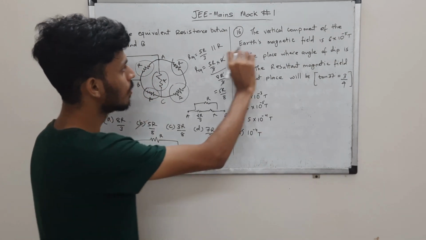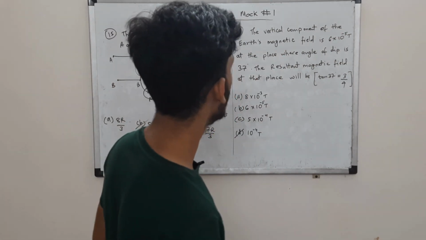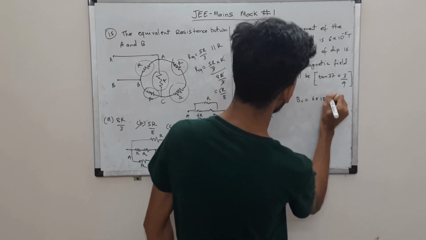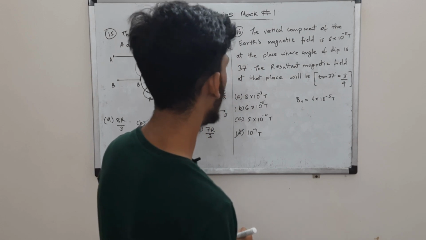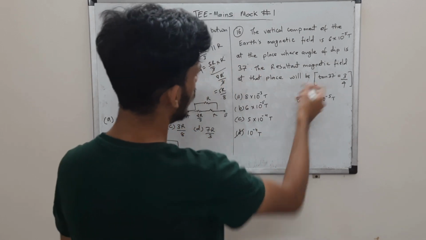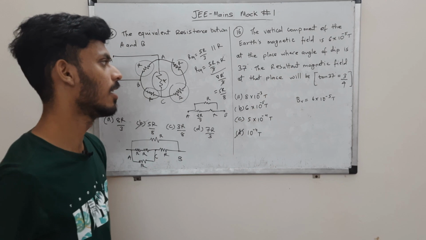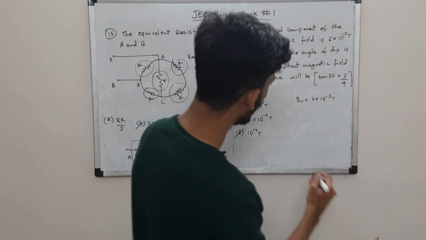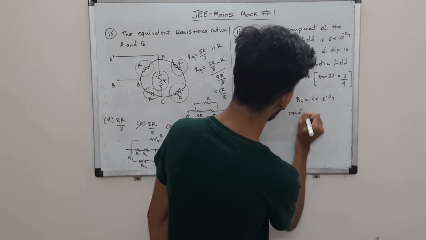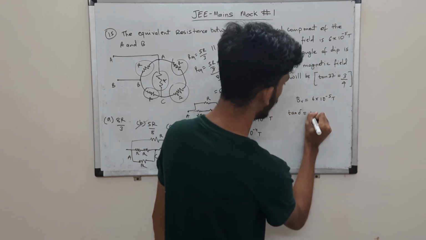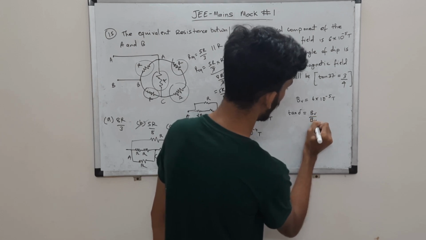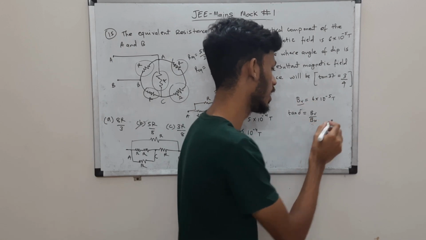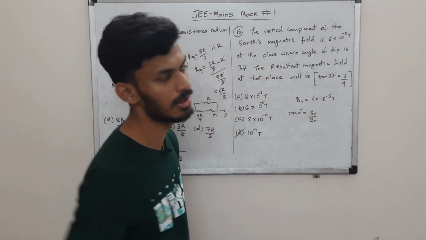Let's actually try and solve it. We are given that the vertical component of Earth's magnetic field is 6 into 10 to the power minus 5 Tesla, and the angle of dip is given as 37 degrees. We are also told that tan 37 is 3 by 4. We are supposed to find the resultant field. First of all, tan of the angle of dip is given as BV by BH. From here you can find the horizontal field, and once you have the vertical and horizontal fields, you can easily find the resultant field.